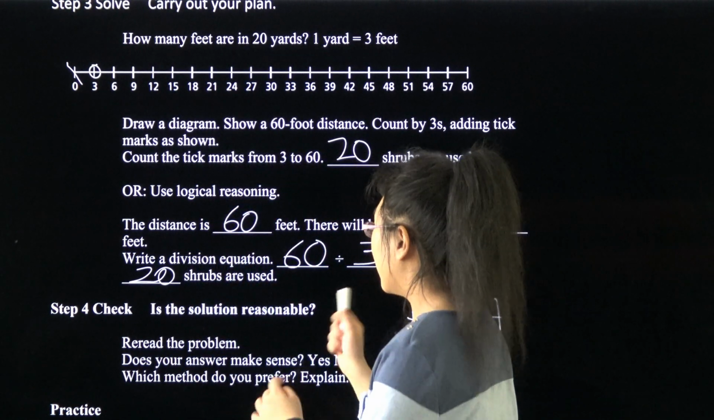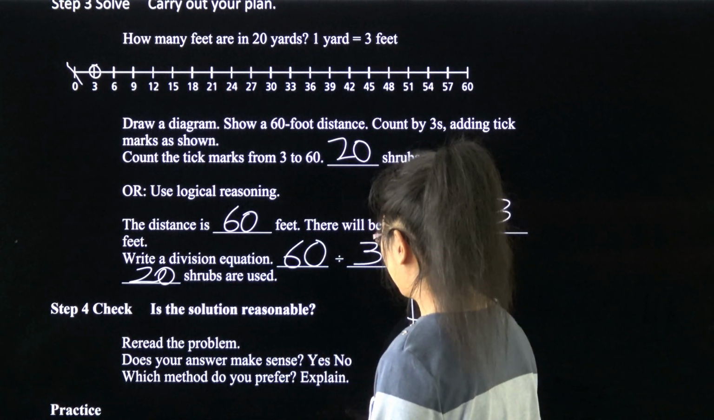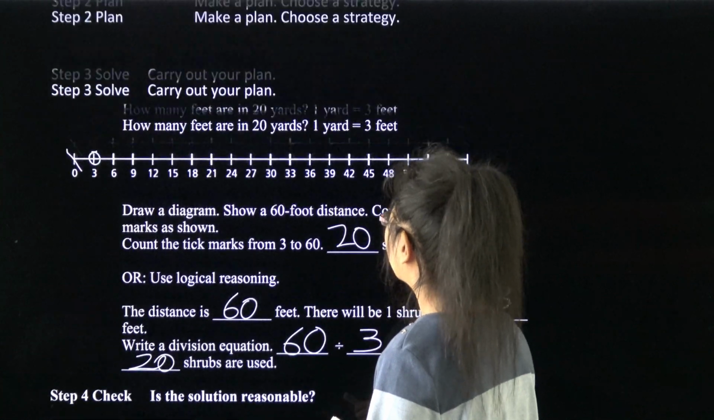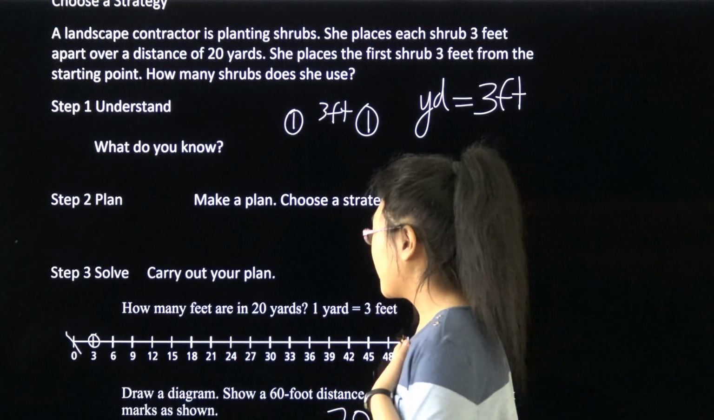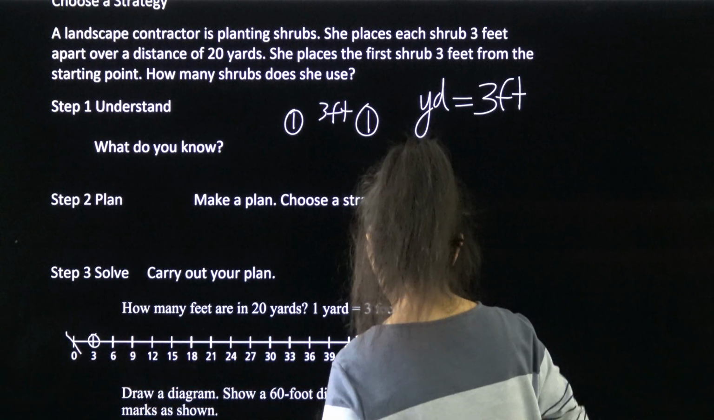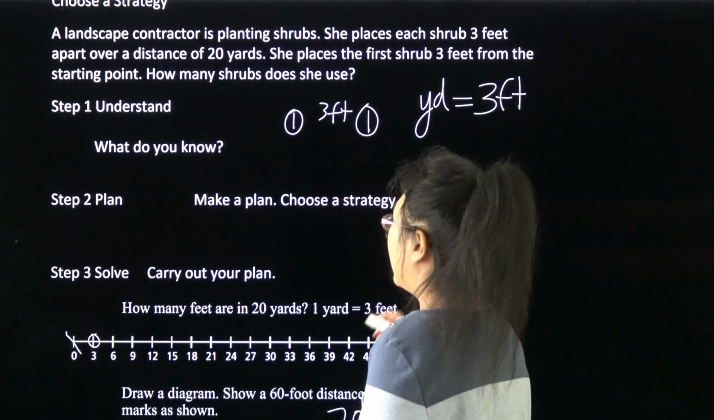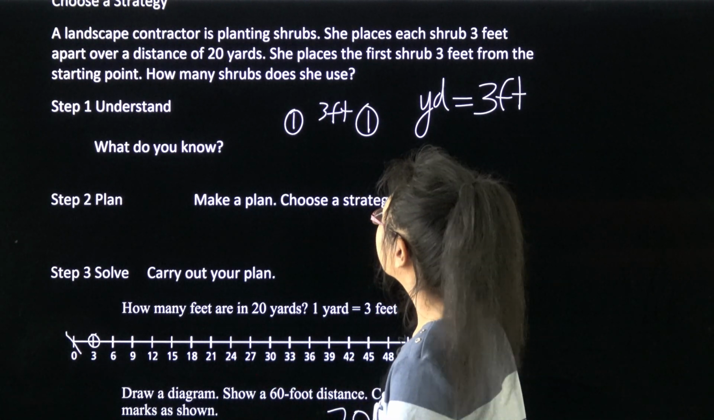Step 4, check. Is the solution reasonable? We reread the problem. And does our answer make sense? Which method do you prefer? That is your own personal preference. Personally, I like using logical reasoning better because it's quicker and you don't need to draw this entire thing. However, if you like to draw, that's your choice.